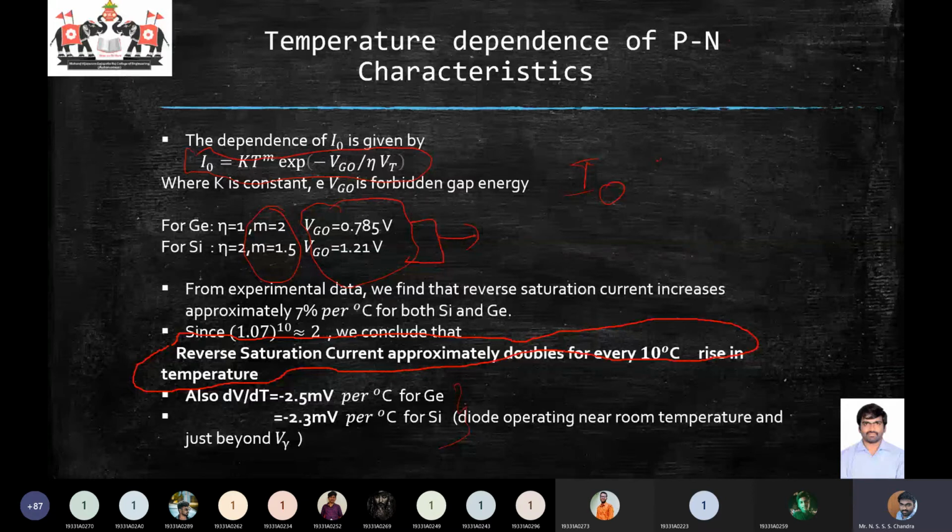So if the temperature is very high, you may see that the further rise in voltage will not be appreciable. So the exponential curve will not remain exponential. The slope of your exponential curve is going to decrease if the temperature is going to increase. That you should analytically see. You need not remember the dV by dt values, but you should know that with the temperature, your voltage is also going to be decreasing. So if the temperature is increasing, then your voltage is going to decrease at the rate of 2.5 millivolts per degree centigrade.